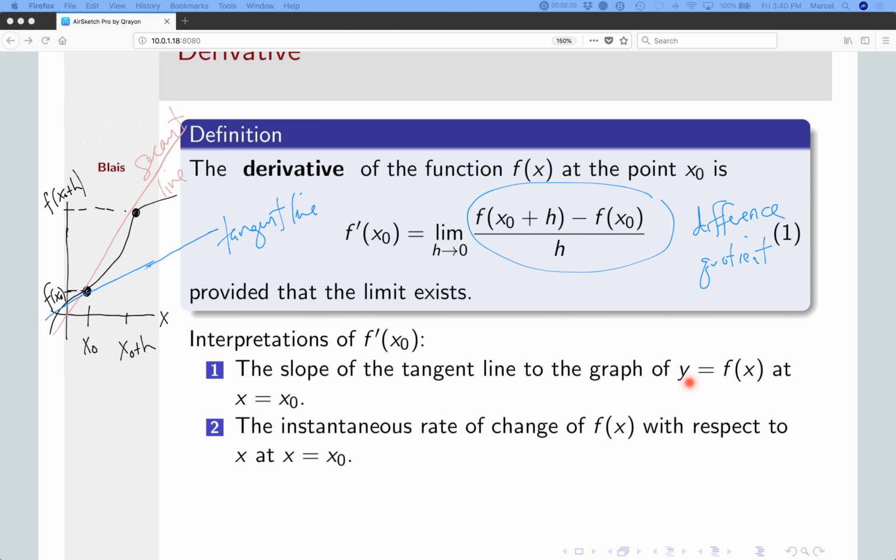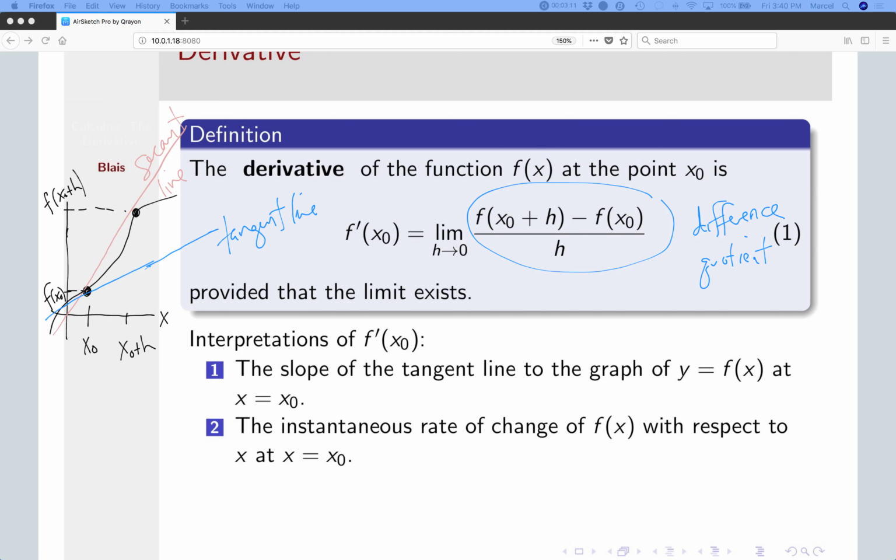That's point 1. Point 2, remember that this represents the average rate of change of the function f over the interval x naught to x naught plus h. When we let the width of this interval shrink to 0, the average rate of change becomes the instantaneous rate of change. Now this was defined at the specific point x0, but we could just say any x could be plugged in here. And that's in fact how we define the derivative of the function in general.